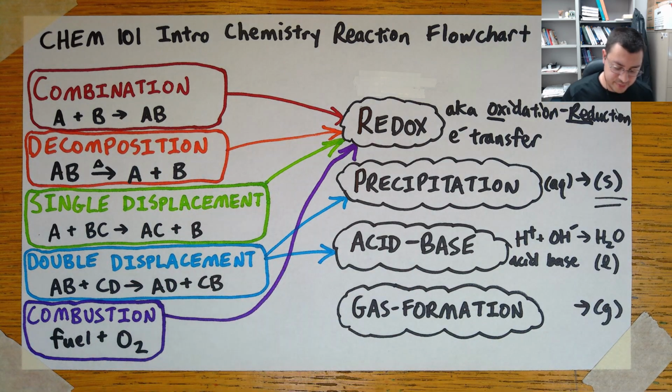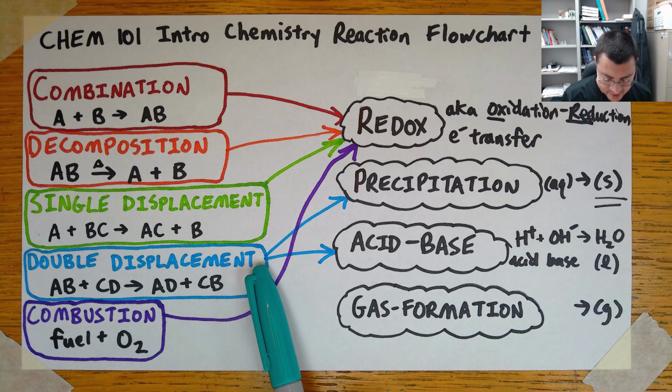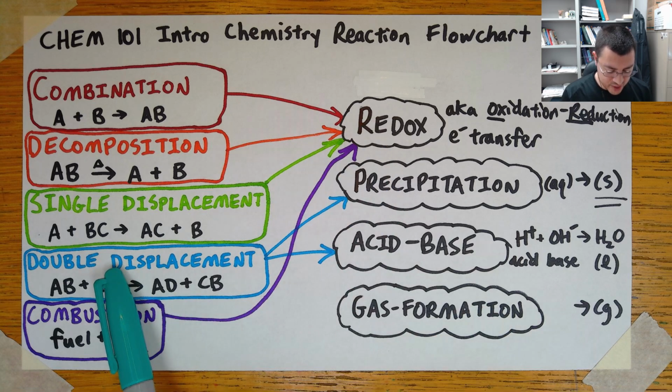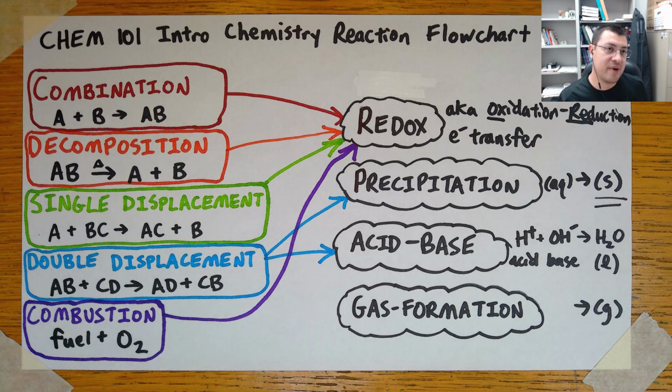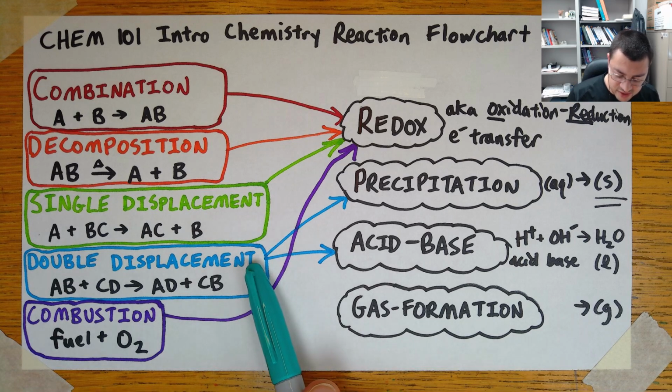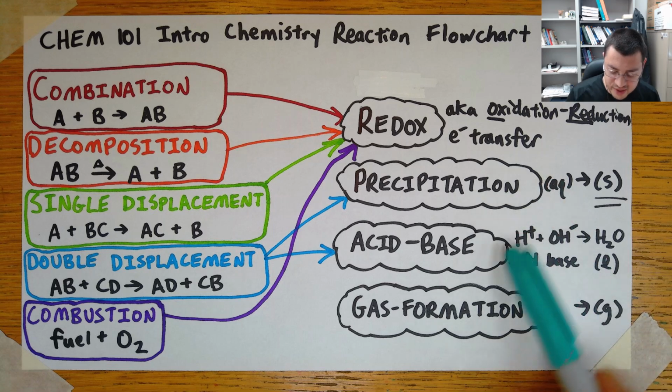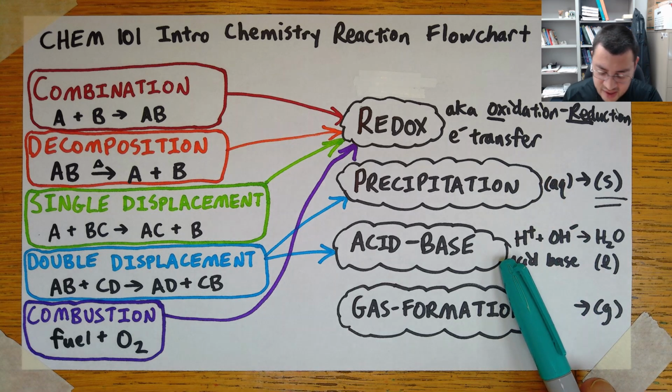But now we have double displacement. Double displacement is not redox. We already have ions, and we're just exploring new bonding possibilities, no movement of electrons. When it comes to double displacement, you're going to have either a precipitation possibility or an acid-base possibility.